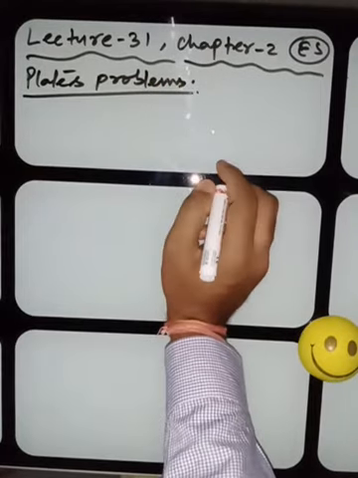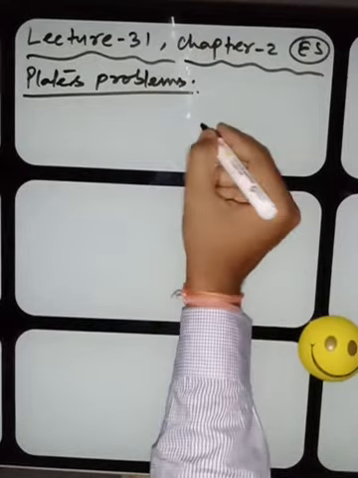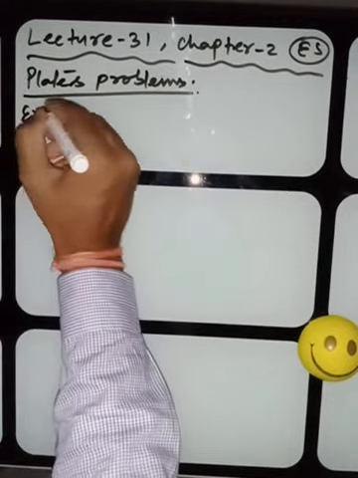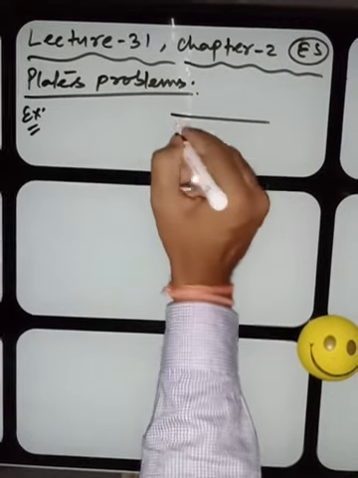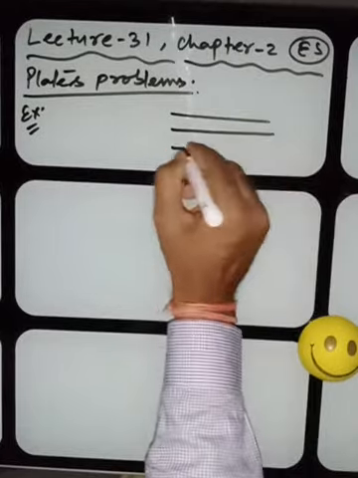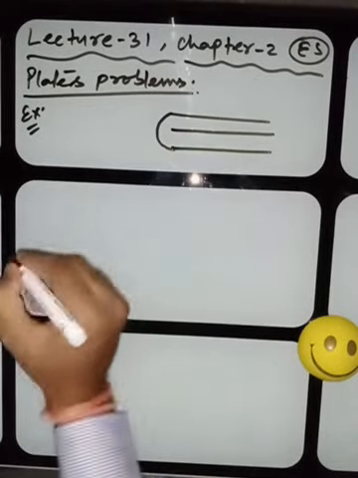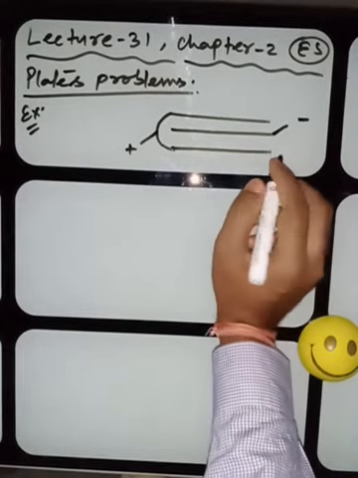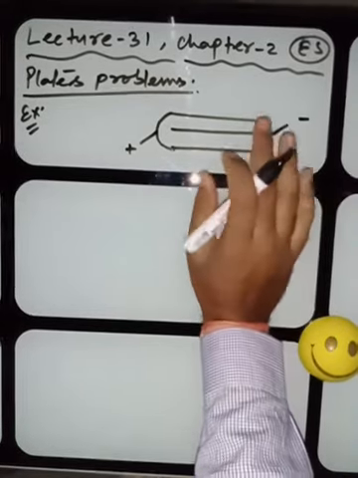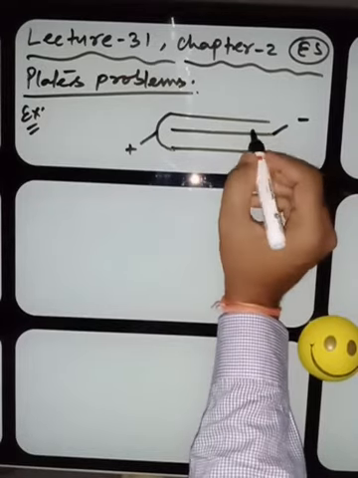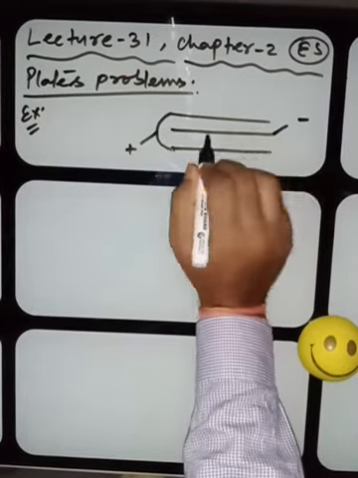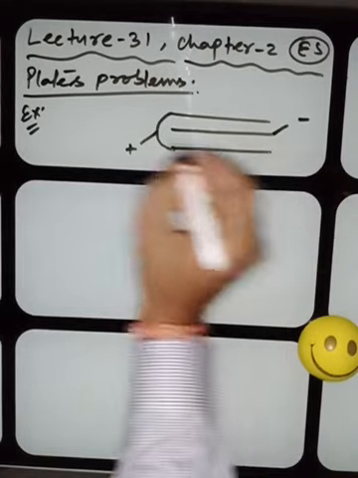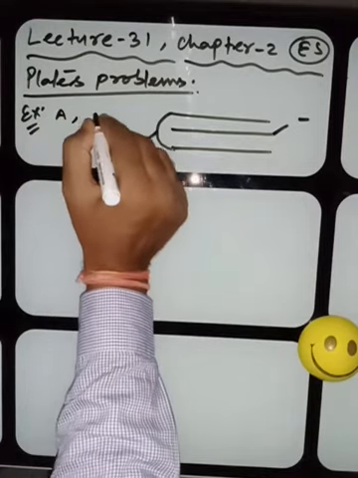Okay, my dear students, I am directly explaining the concept with an example. The first example: suppose this is a plate connected to the positive terminal, and this one is connected to the negative terminal. You have to find the equivalent capacitance of these plates. Here the space between the plates is air and the separation is D. The plate area is A, A is the area and D is the separation.